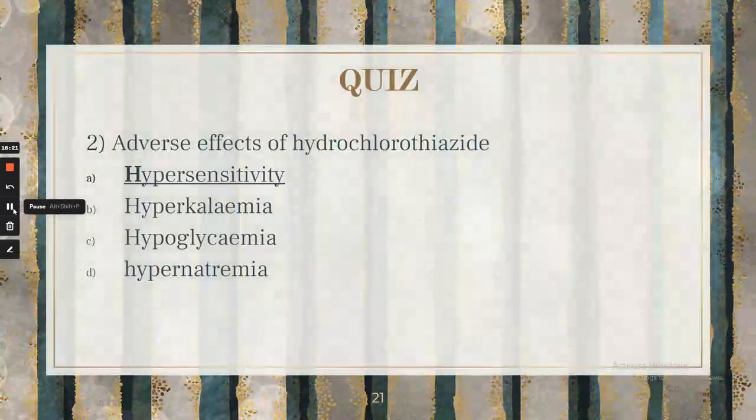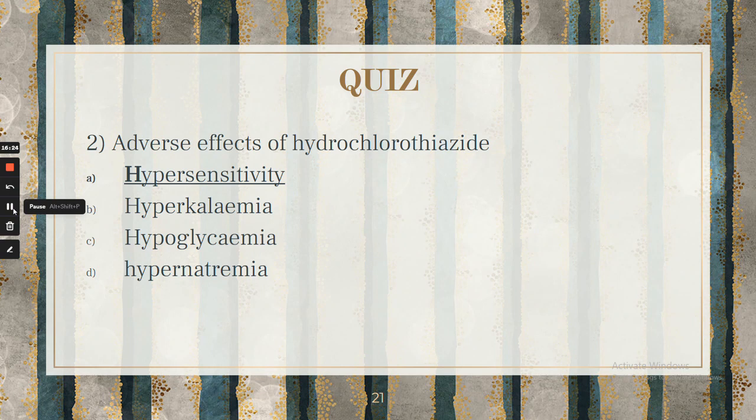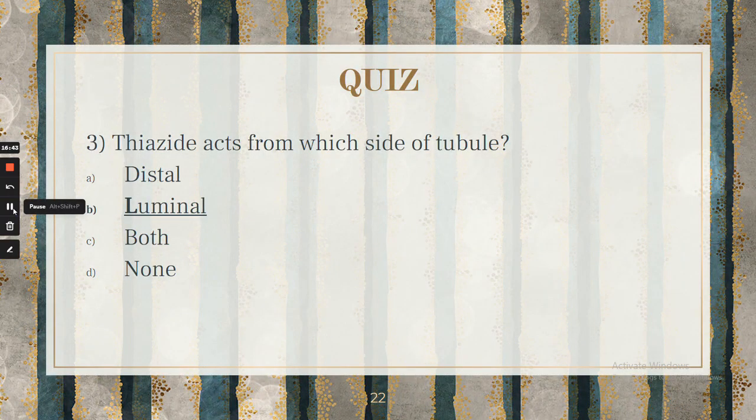Moving to the second question. Adverse effects of hydrochlorothiazide are hypersensitivity, hyperkalemia, hypoglycemia, or hyponatremia. So the answer is hypersensitivity. I also give the reason behind this, as it includes the sulfur group in the structure. Third question. Thiazide acts from which side of the tubule? Distal, luminal, both or none. As mentioned before, it acts on the luminal part of the DCT and that too the early part of the DCT.